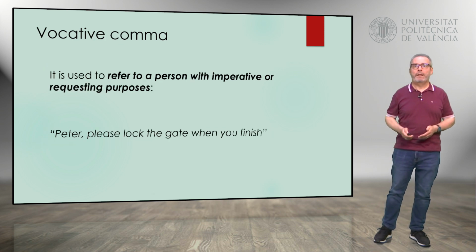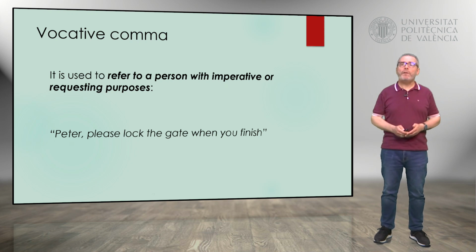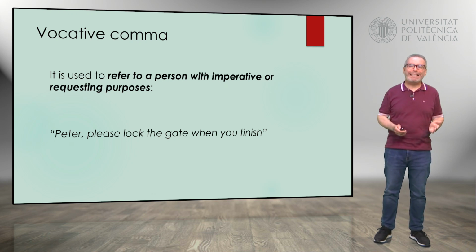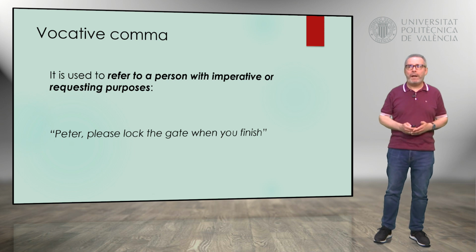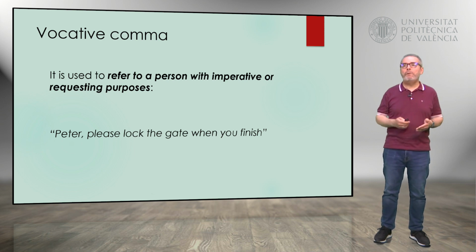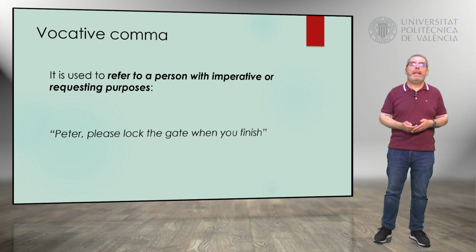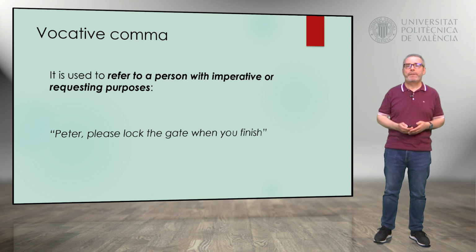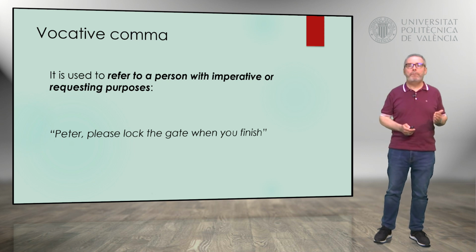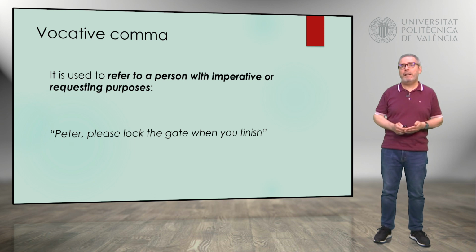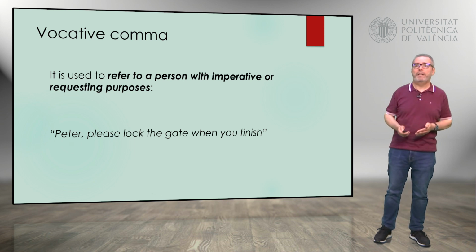The next one is vocative comma, which is not as widely used in academic writing. It is used to refer to a person with imperative or to request something from him or her. Peter, please lock the gate when you finish. Peter, please. Then it is a request and it is put in commas. This is, as I said, not widely used in academic writing.